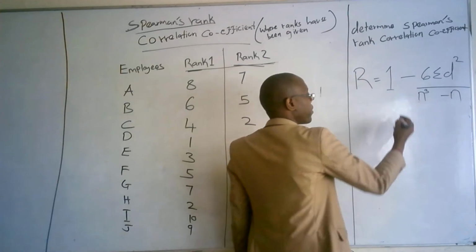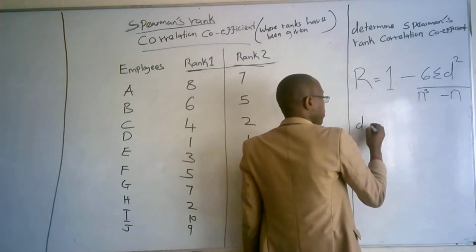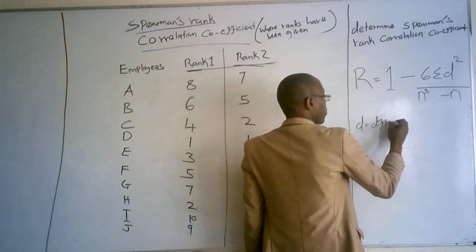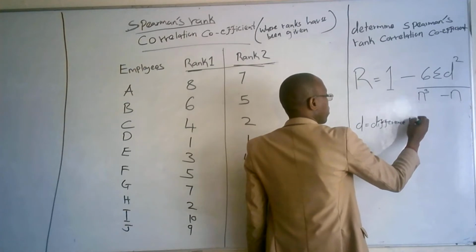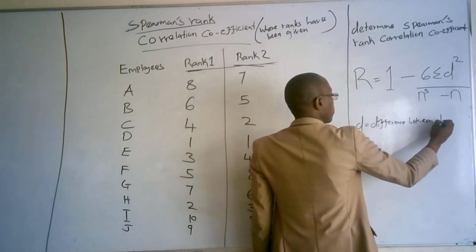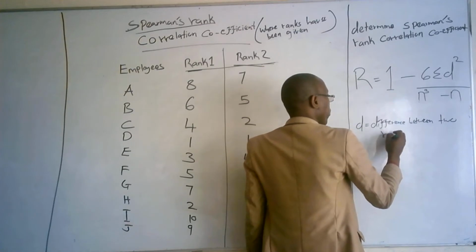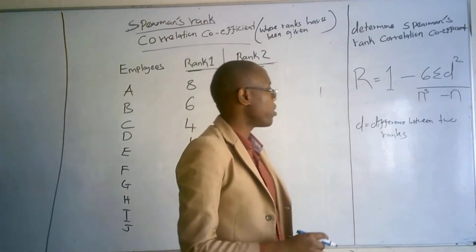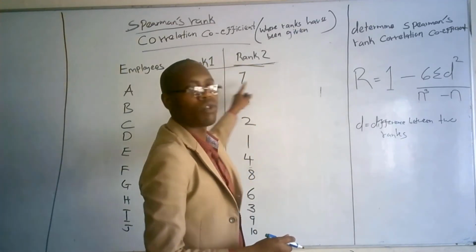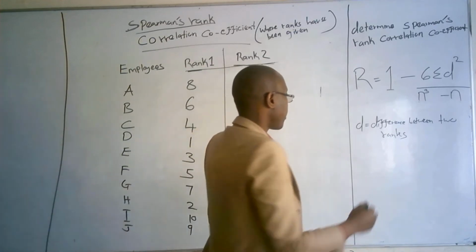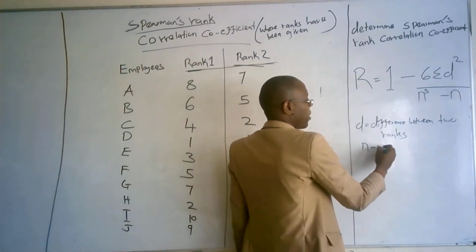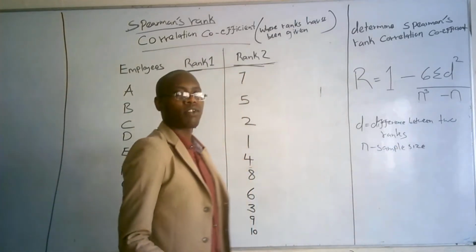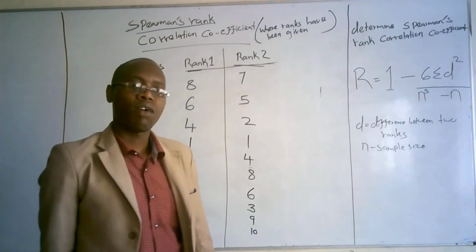Whereby d is going to be the difference between the two ranks, the difference between these two ranks. And n will be the sample size. You can determine the sample size from the question.